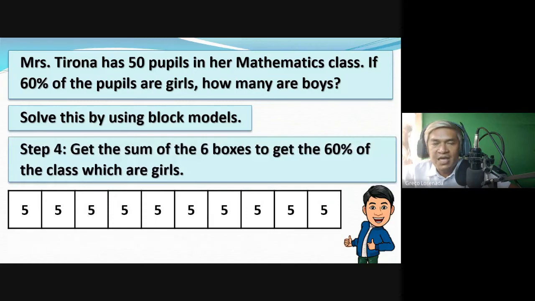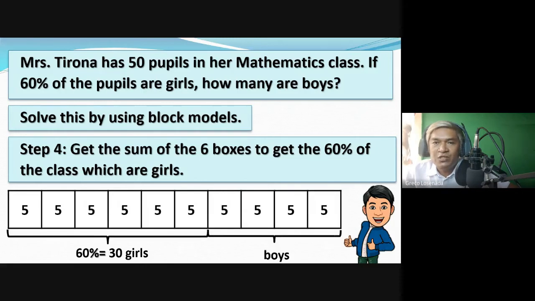Step 4. Get the sum of the 6 boxes to get 60% of the class, which are girls. So 6 blocks is equivalent to 60% of the class, which are girls. So that is equal to 30 girls. How did we get 30 girls? Simply multiply 5 by 6 to get 30. Then the remaining boxes would represent the number of boys.